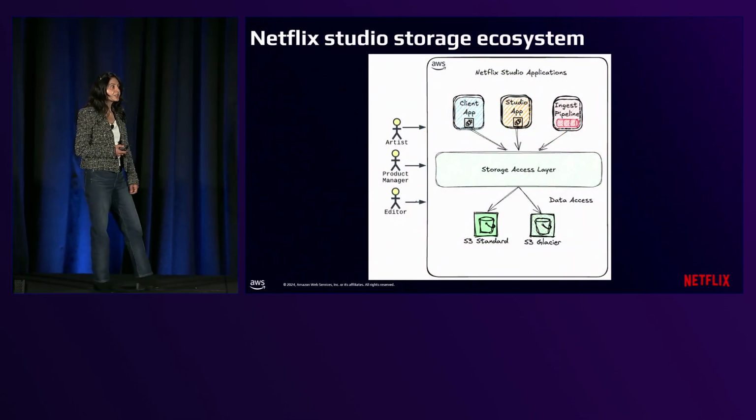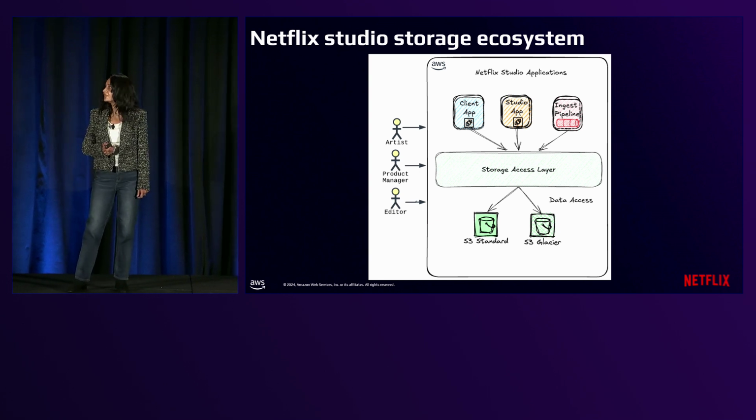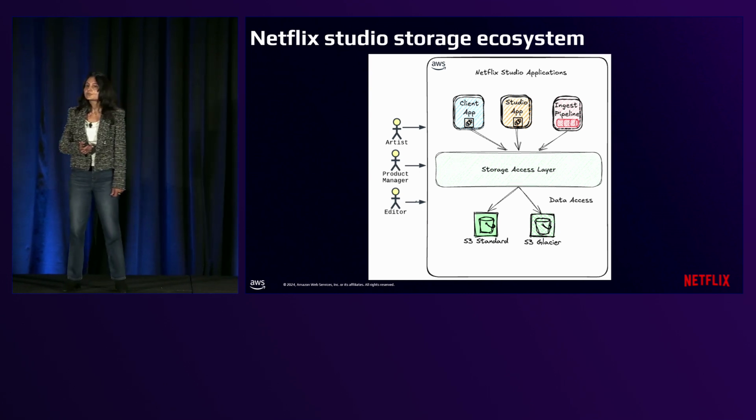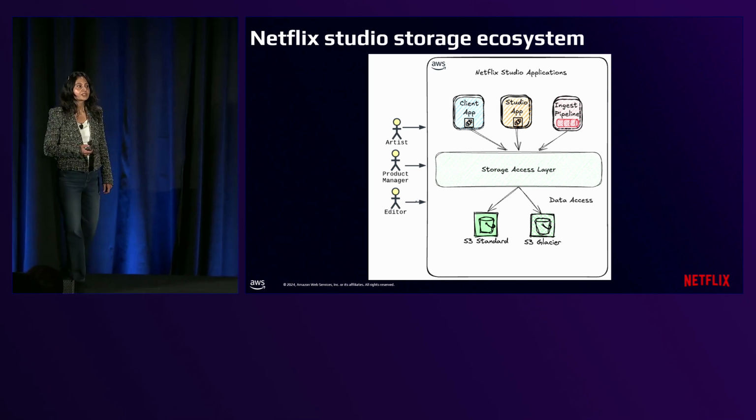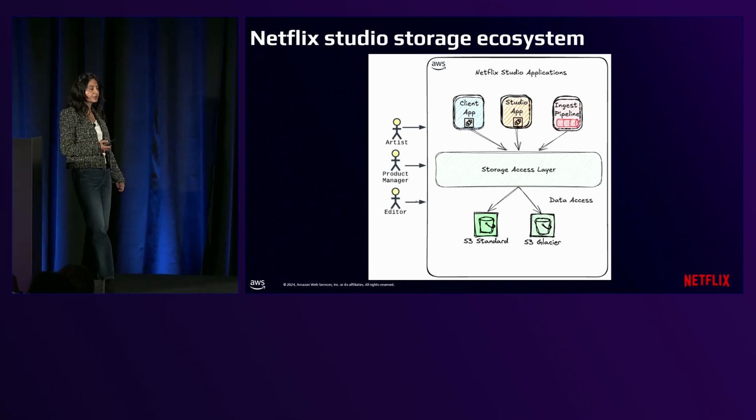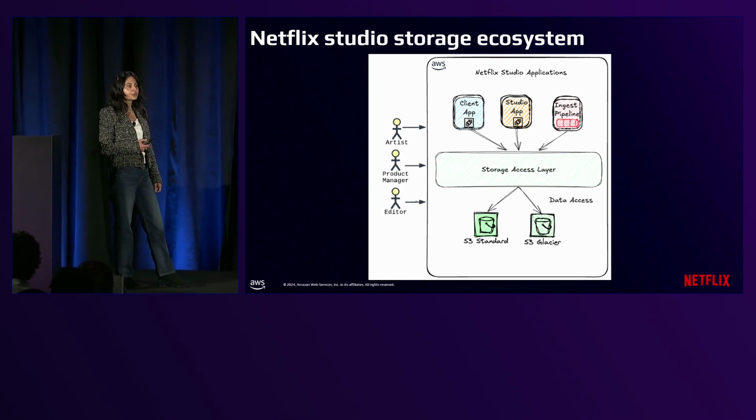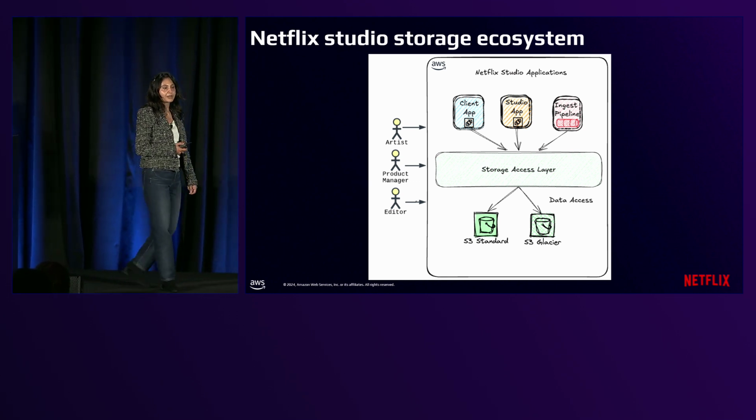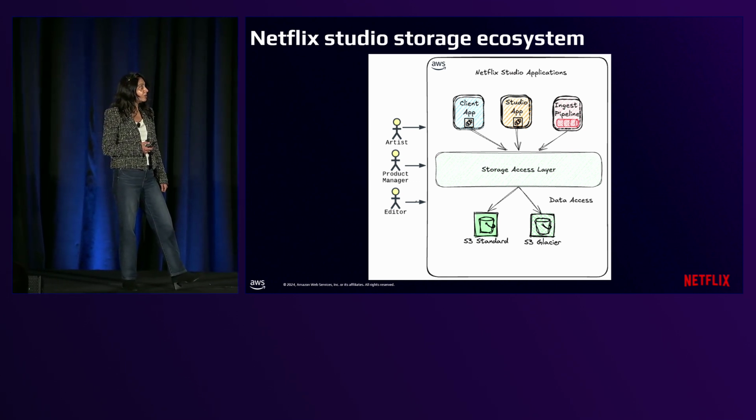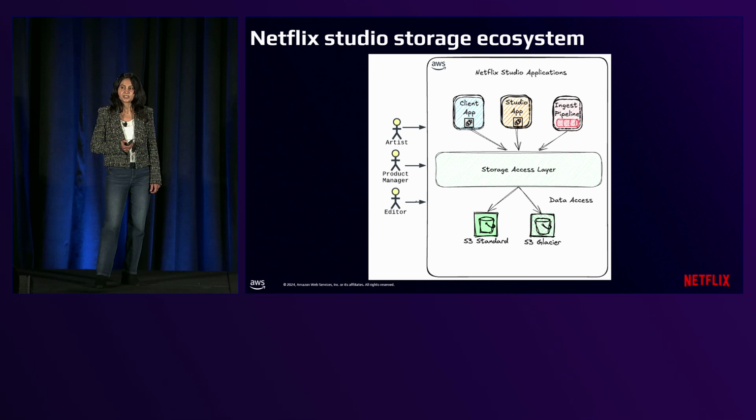Let's start with Netflix Studio ecosystem and how it looks like. At Netflix, we have many applications which work with studio assets and data. Most of these applications run in AWS clouds. When it comes to data, these media assets are what used in post-production to build the final content that you see on Netflix streaming platform. All this data generated during production and post-production is stored in AWS S3 as objects.